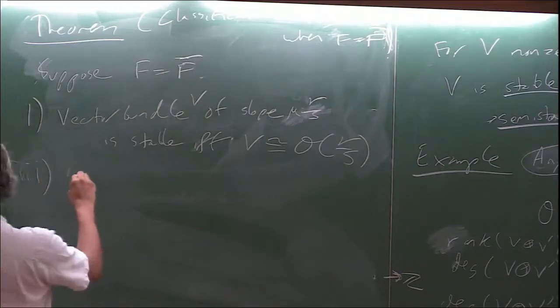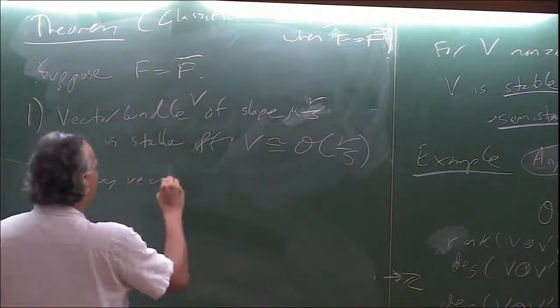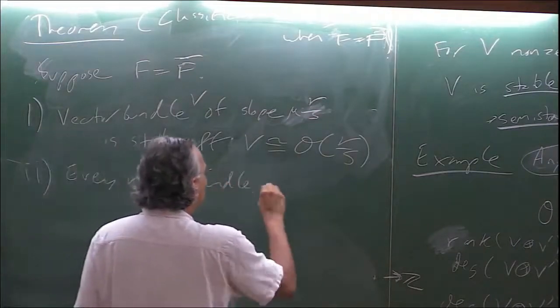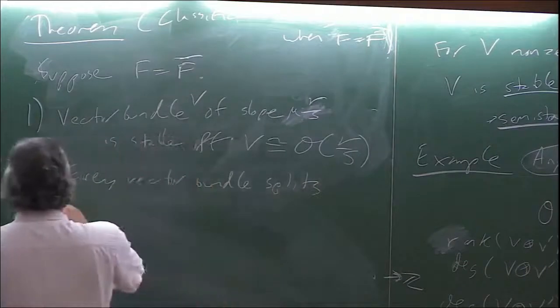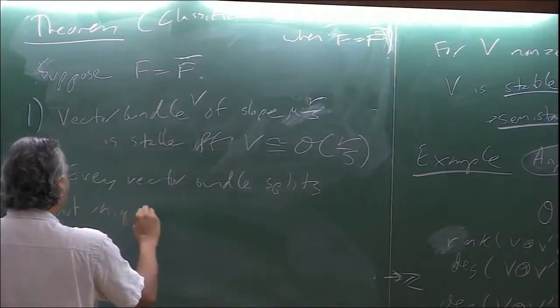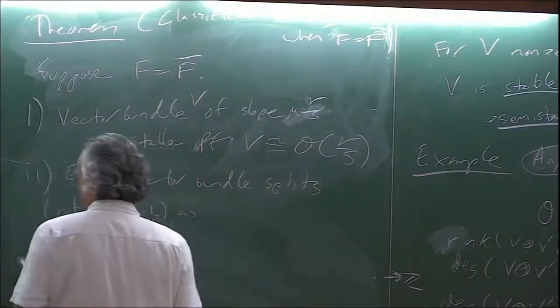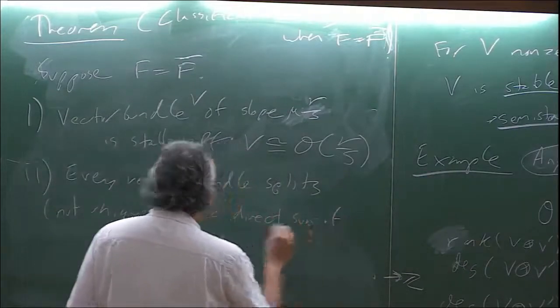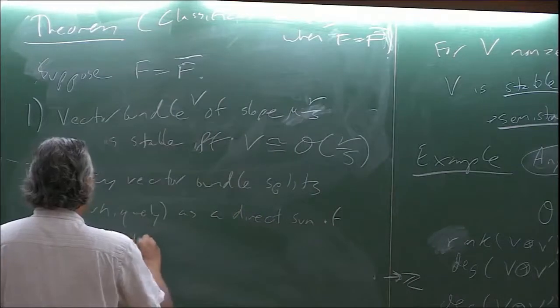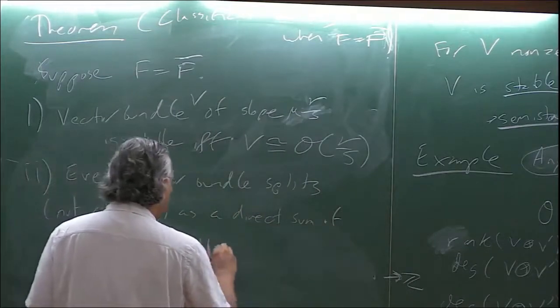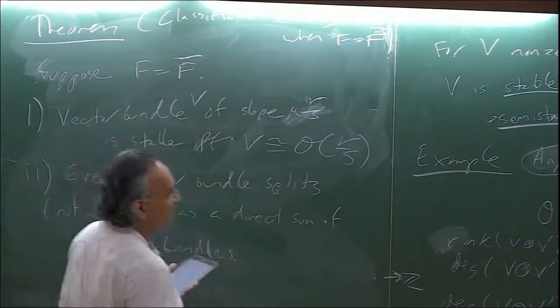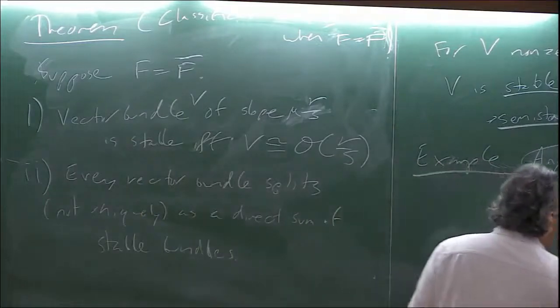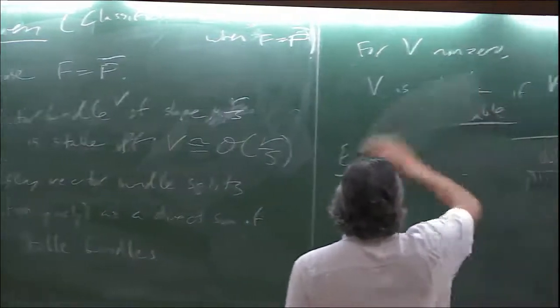And two is that every vector bundle splits, although not uniquely, as a direct sum of stable bundles. So every vector bundle can be written as a sum of various O of R of S's.